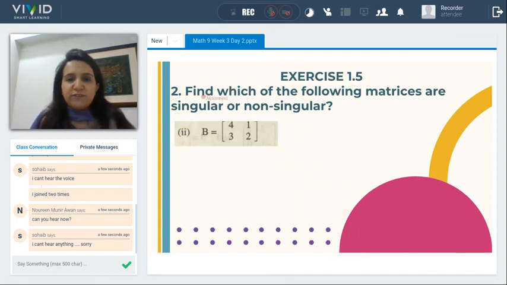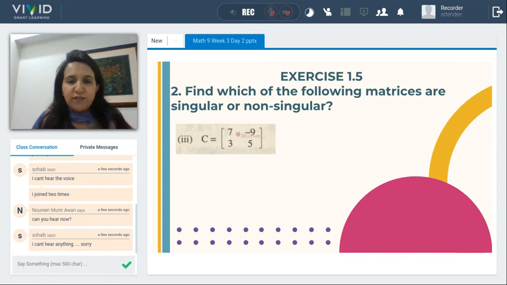Which of the following matrices are singular and non-singular? B matrix: 4 2s are 8. 8 minus 3 is 5. So you can say that this is non-singular because its determinant is not equal to 0. So you can find out whether the matrix is singular or non-singular easily by finding the determinants.